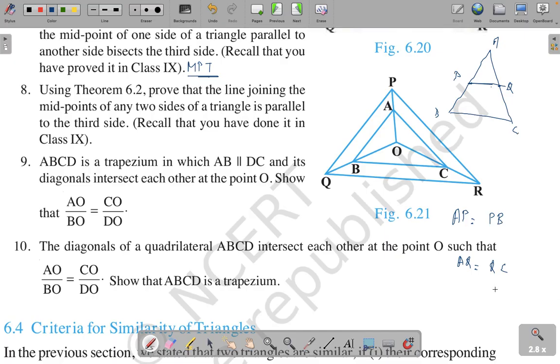So we can say that the ratios are the same. That's why we can apply BPT. AP upon PB is equal to 1, which is also equal to AQ upon QC. So AP upon PB is equal to AQ upon QC. Since the sides are proportional, the converse of BPT applies, and PQ must be parallel to BC. Is this clear?